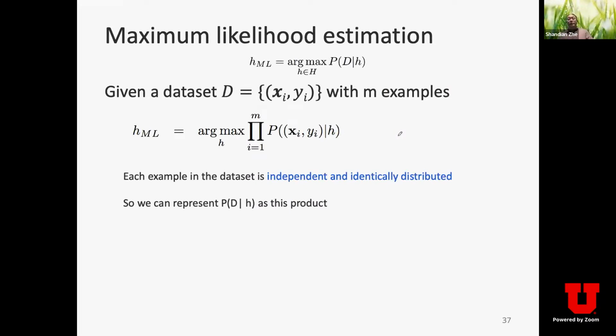And again, we're going to use this IID assumption. That means we assume every example (xi, yi) is independent and identically distributed. So that means P of D, the probability of data given the hypothesis, can be decomposed as a product of each example (xi, yi) given the hypothesis. It's a very commonly used assumption.